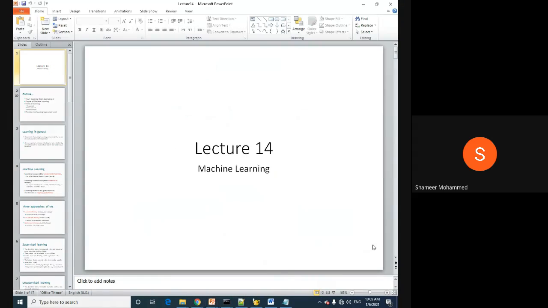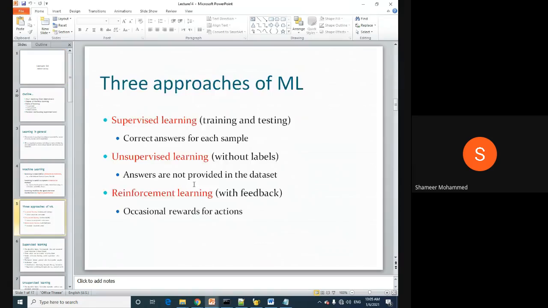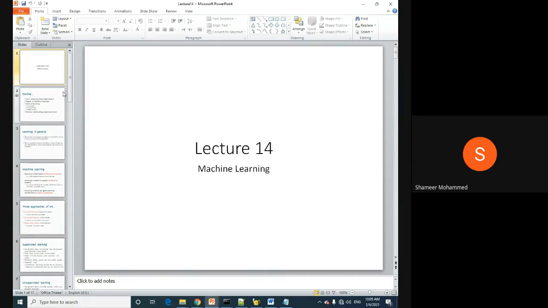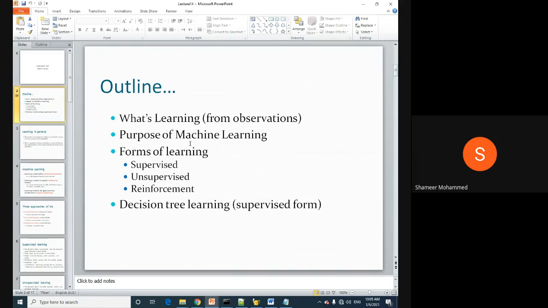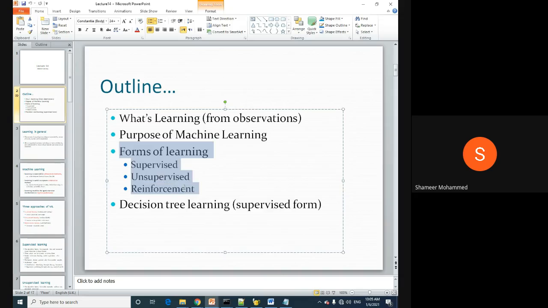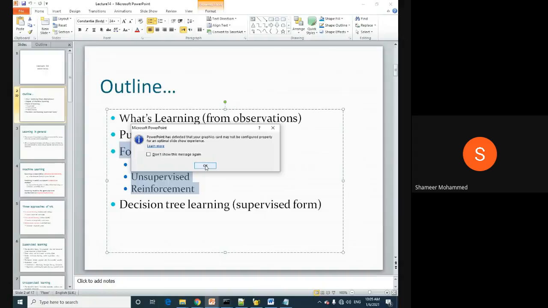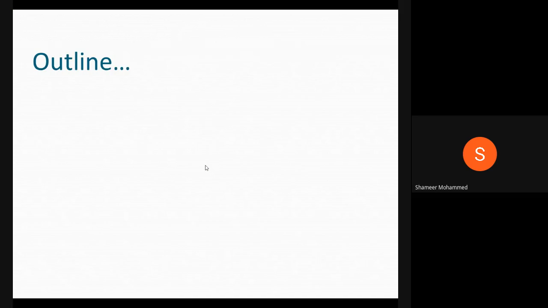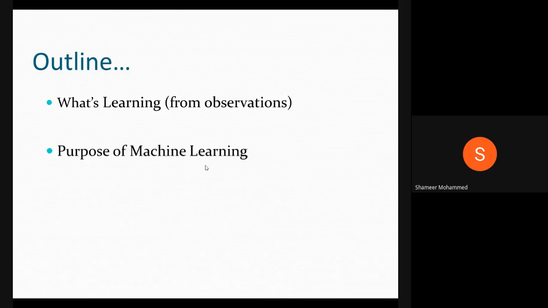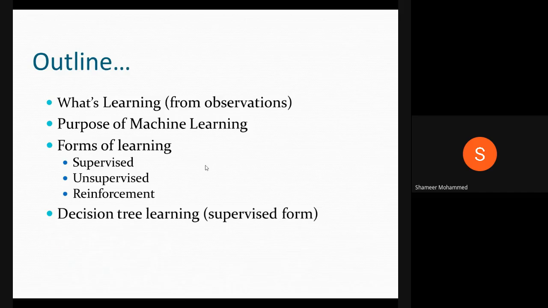So, in this lecture, we are talking about machine learning. What are the objectives we will cover in this lecture 14? What is machine learning? What is the purpose? How many types of learning can you have? Then, finally, what is a decision tree? Okay, these are the objectives that we cover in our lecture, machine learning. Okay, students, so this is the first objective, second objective, third, fourth.